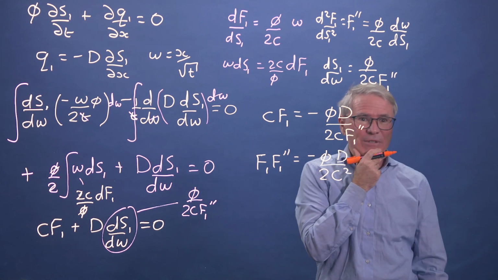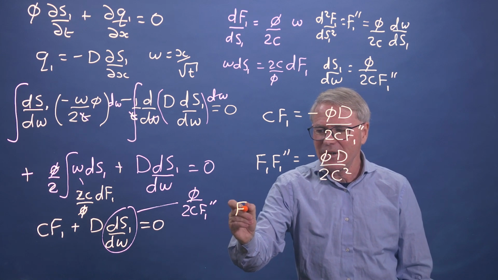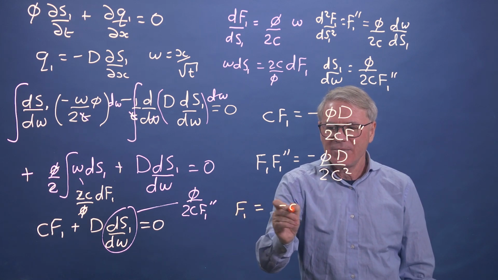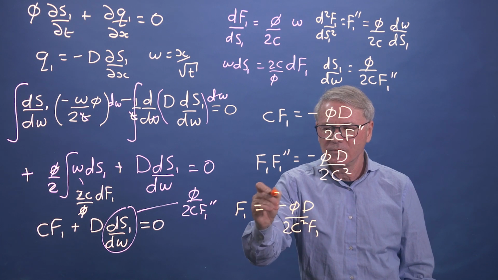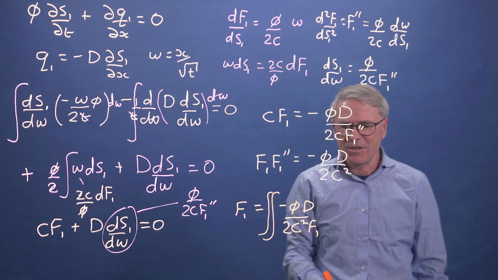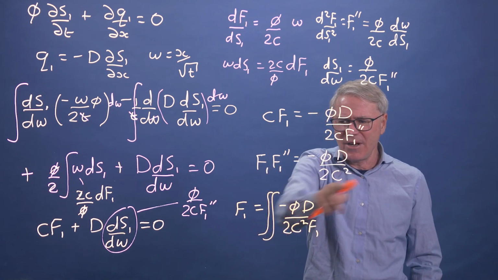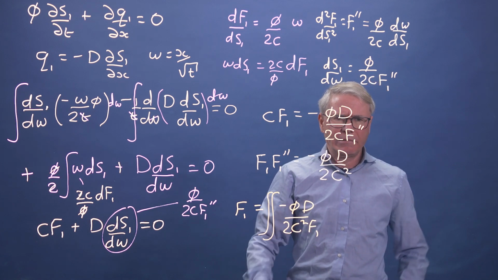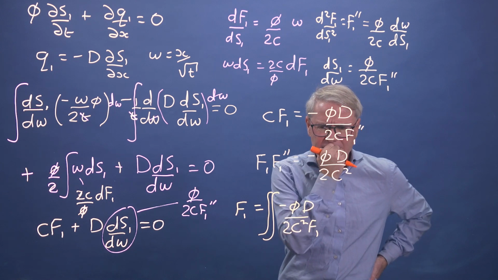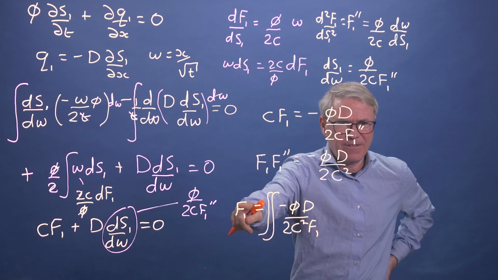But there's an even cleverer way of doing it. And I know this is going to sound bizarre. Formally, I can write F1 is minus phi d over 2c squared f1 with a double integral, right, with appropriate limits and constants, because f1 double primed is this divided by f1, and then I integrate twice. And you say, I'm sorry about that, but that seems a bit weird because I don't know f1. So how can I find f1 if I don't know f1?